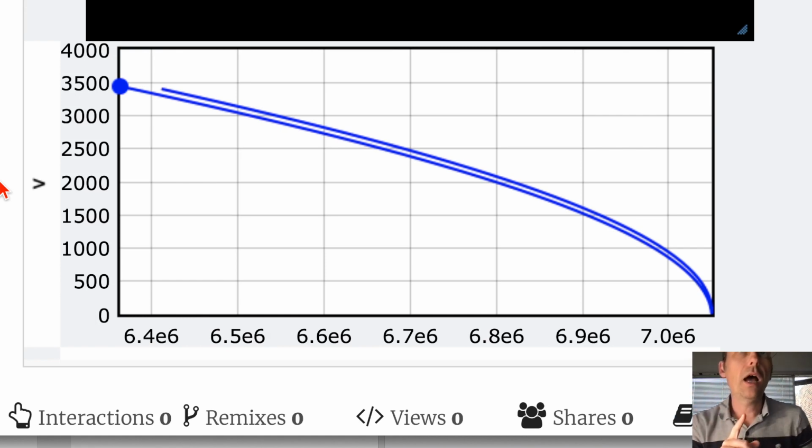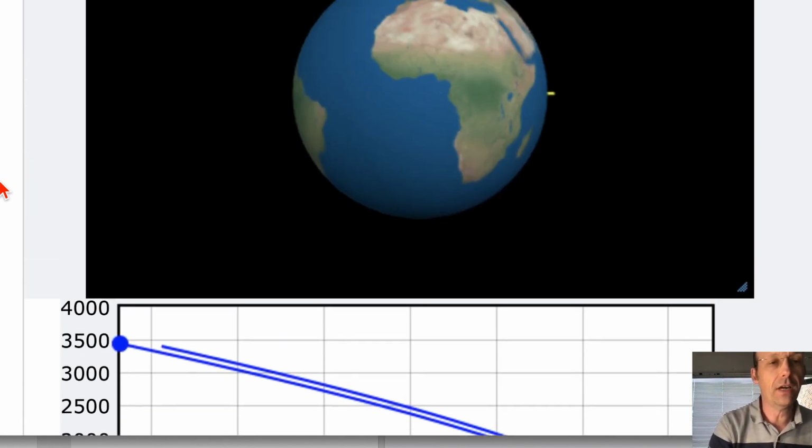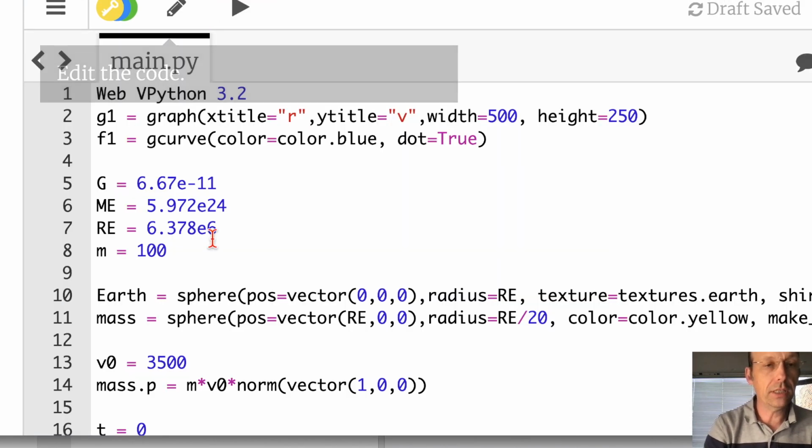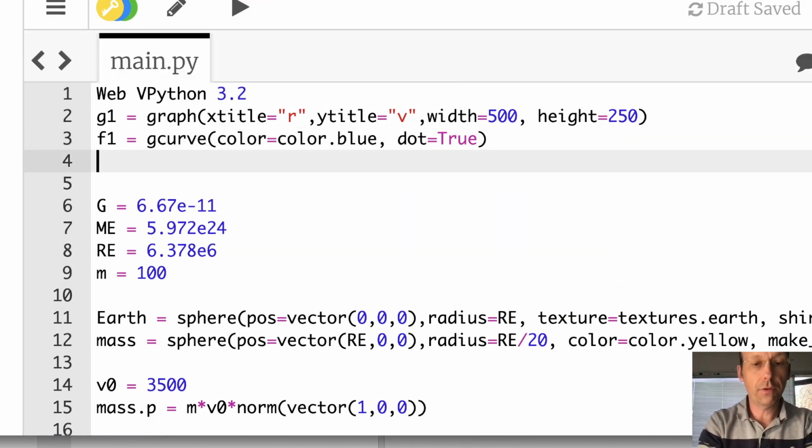Yay. Now, I want to make a second plot. I want to redo this. I want to make two graphs. I want to show you what happens. What's going to happen if I don't launch it straight away from the Earth, but at an angle? This is kind of a cool thing. So let's do this. Let's make another curve. f2 equals gcurve. Color equals color.red.